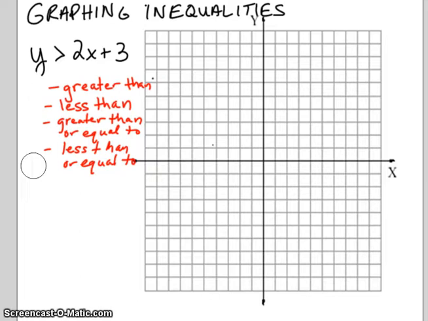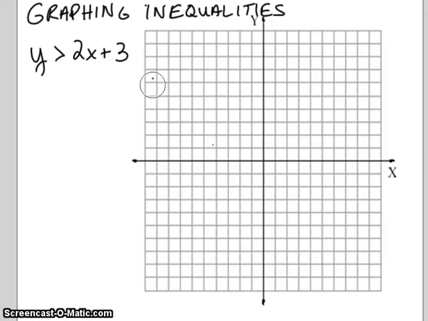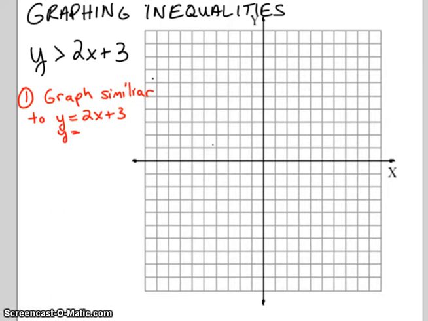This first example, y is greater than 2x plus 3, and I'm just erasing this to make some room. The first thing we're going to do is graph this similar to y equals 2x plus 3. Remember, y equals mx plus b. So how do we graph that?